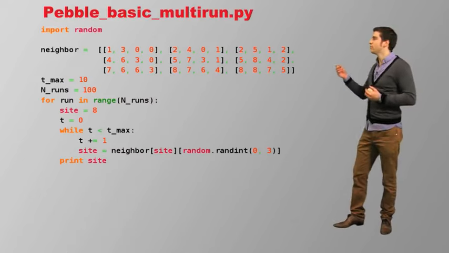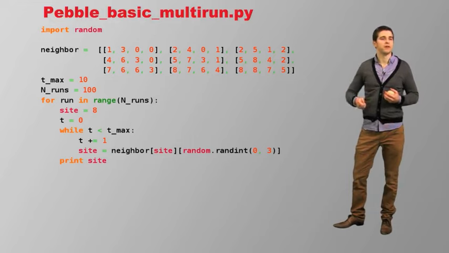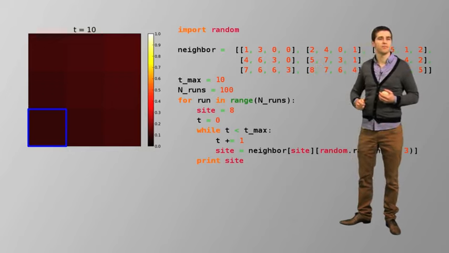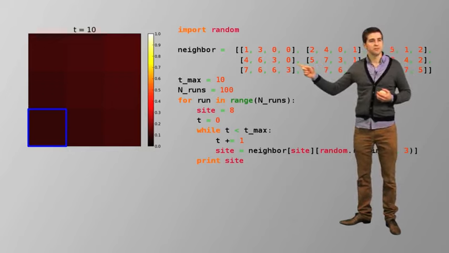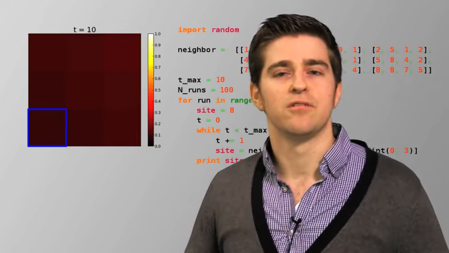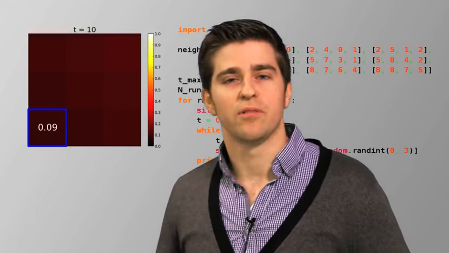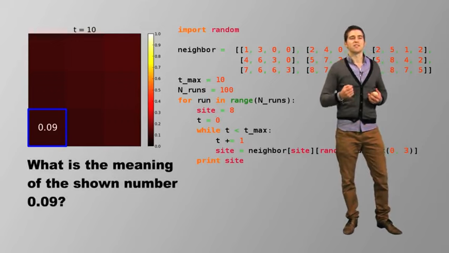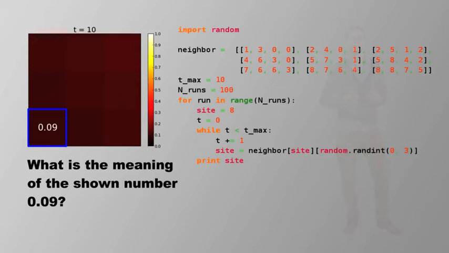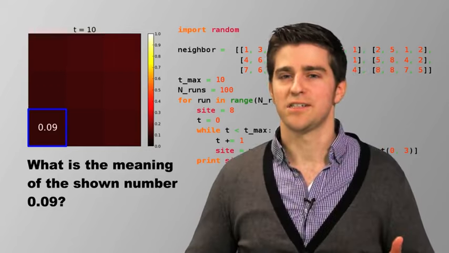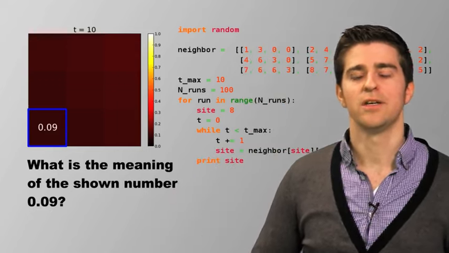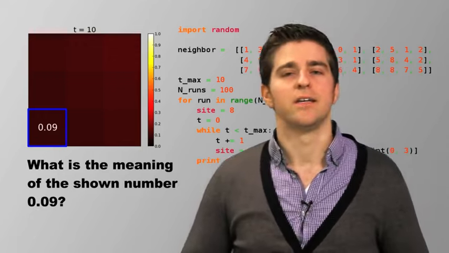We consider the program with n runs equal to 100. As is indicated by the color bar on the right of the diagram, the color of site 0 represents the number 0.09, which is output of the program. Question 1. What is the meaning of this number 0.09? The correct answer is answer 2. The histogram simply analyzes the output of a simulation with n run equal to 100.